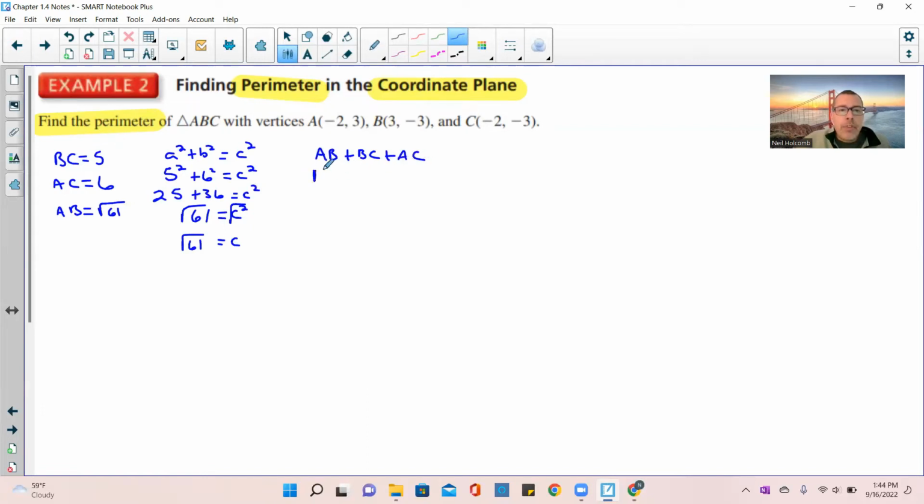And AB was the square root of 61. And BC is 5. And AC is 6. So 6 plus 5 is 11, plus the square root of 61.